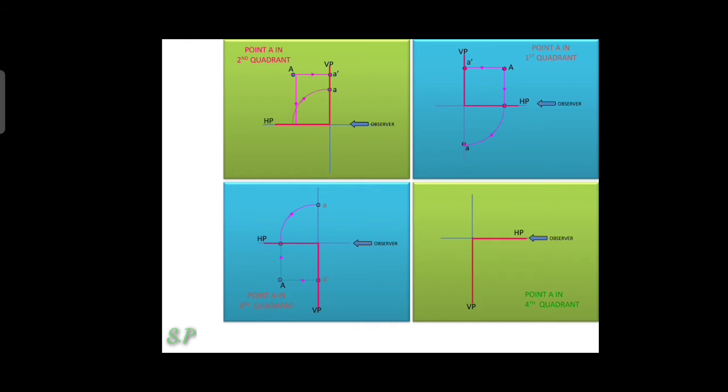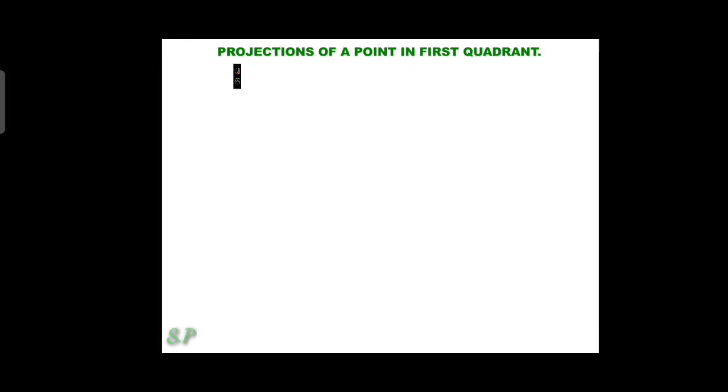Next, the point A in the fourth quadrant. You watch this point from the front view. The front view image will appear on the VP plane, that is A dash. You watch the point from the top view. The top view image will appear on the HP plane. For representation purposes, you rotate the HP plane 90 degrees. So the top view point becomes below the reference line. That point is A.